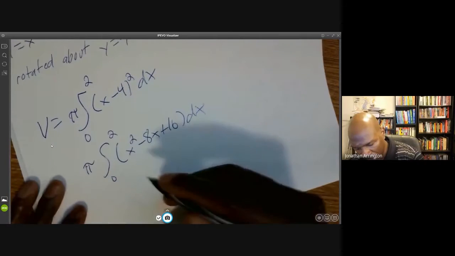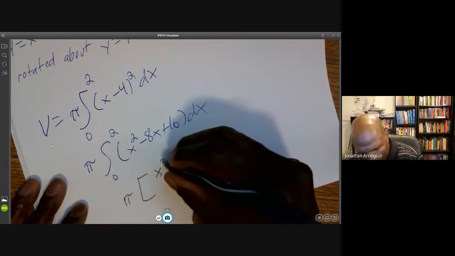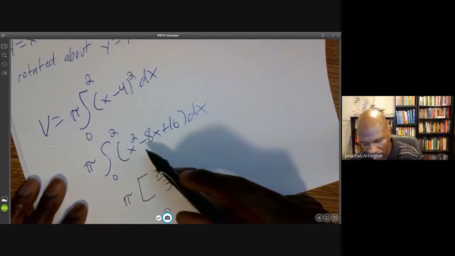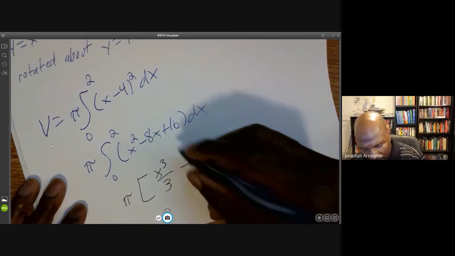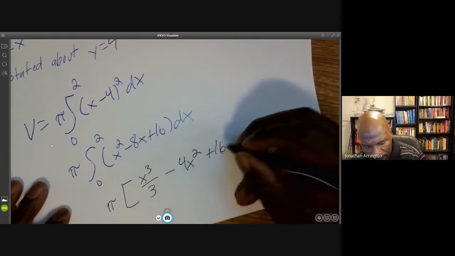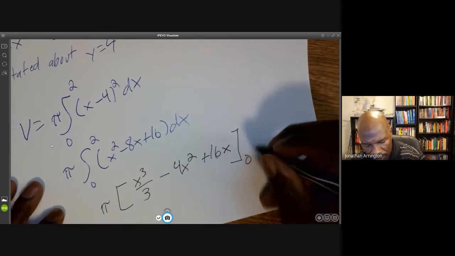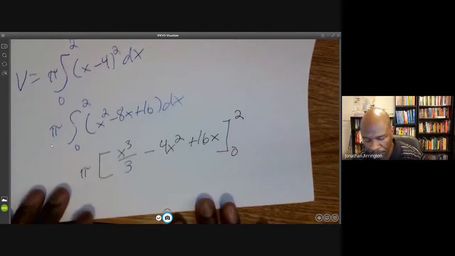Let's go ahead and integrate this. This would be pi times x cubed over 3, and that's what we get for x squared. And for 8x, we get 4x squared. And for 16, we get 16x, to be evaluated from 0 to 2.